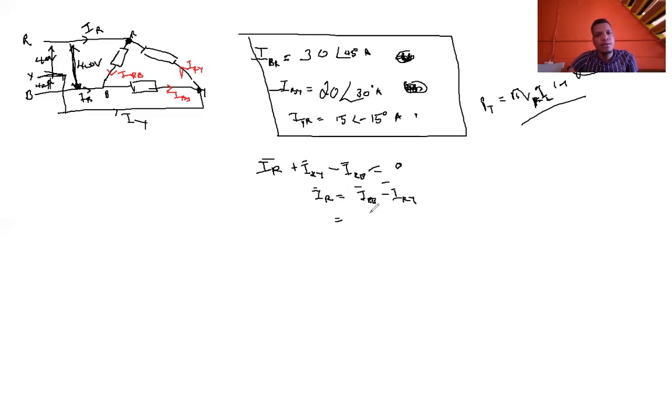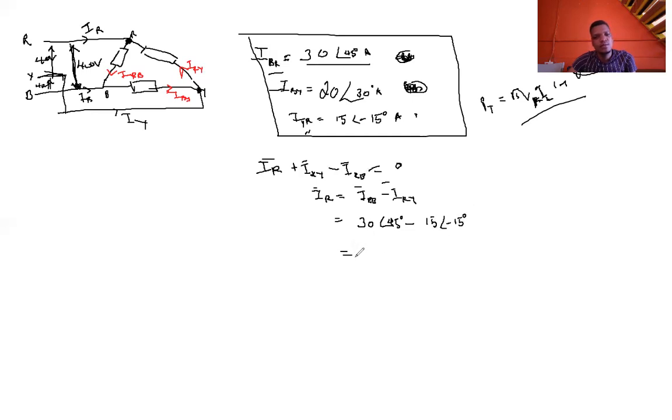Okay, so IRB, now where is IRB? IRB is this one. Yes, IRB is this one. So it's going to be 30 angle 45 minus IRY, no, IYR. Yeah, the notation, eh? It's fine. That's a 15 angle negative 15 degrees.